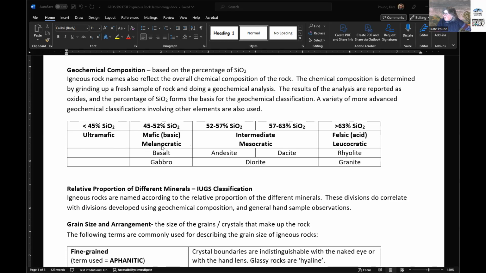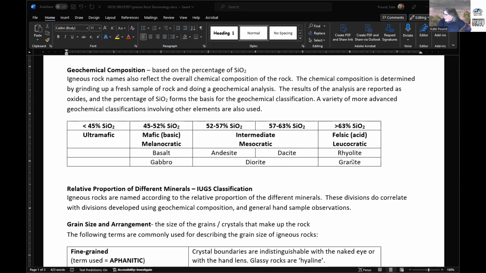And I've put some other kind of old-fashioned words, melanocratic, mesocratic, leucocratic, in there. You may come across that in your reading, particularly some of the old descriptions of some Minnesota rocks. But you can see what's in each of these columns here.